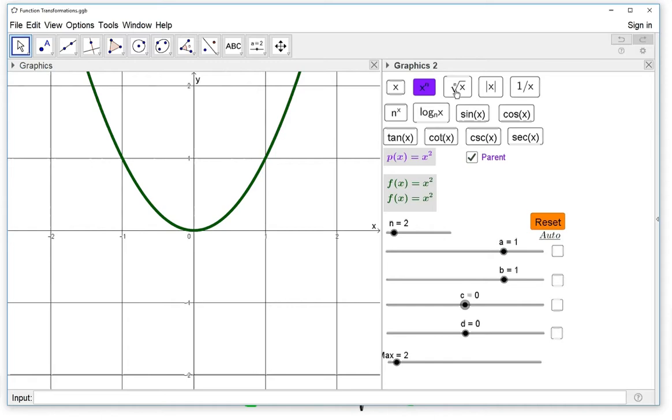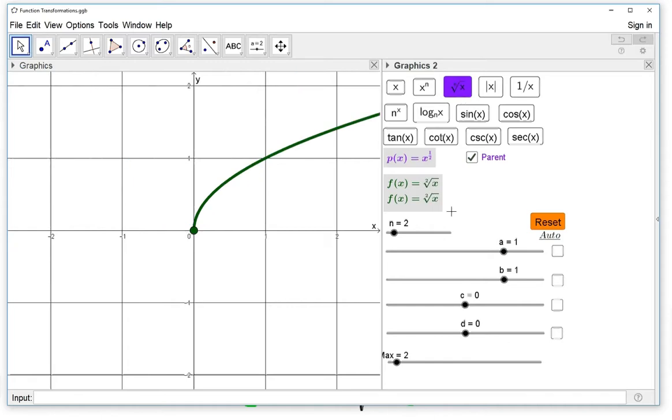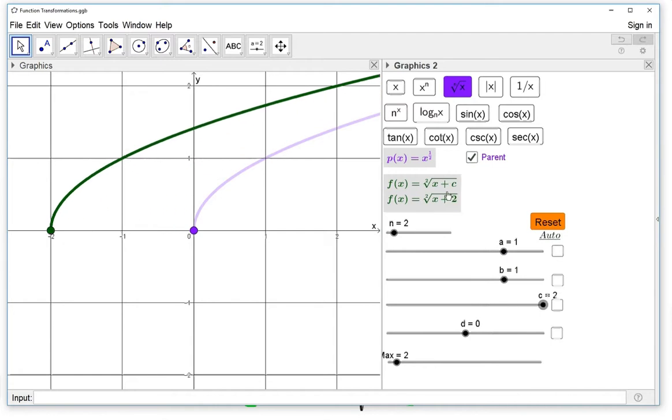Finally, let's look at f of x equals the square root of x. Again, we're going to make c equal to 2. And we're going to notice that when c is equal to positive 2, the green function f of x equals the square root of x plus 2 moves 2 to the left from p of x equals the square root of x, or x to the 1/2. So why does that happen? Why, when c equals positive 2, does the transformed function f of x move 2 to the left from the parent function?